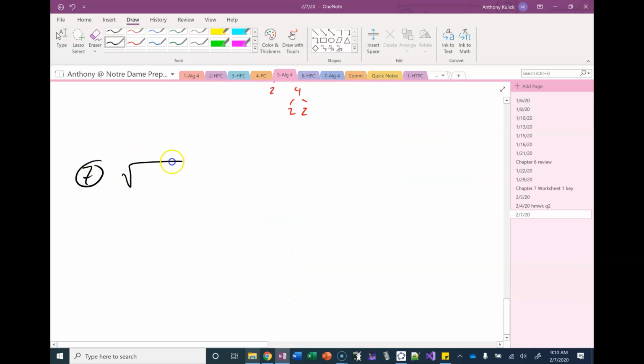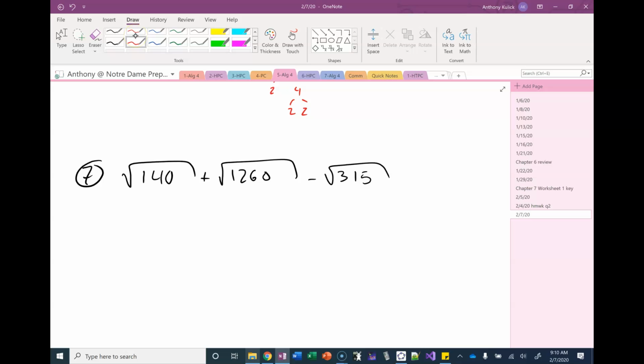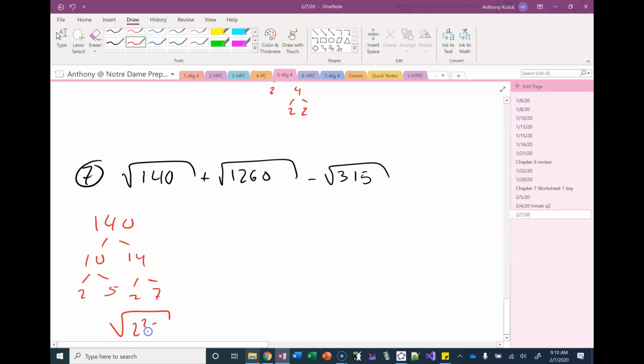So here we have square root 140 plus square root 1260 minus square root 315. So again, going to start with the prime factorizations. 140 is maybe 10 and 14. That's 2 and 5, and then 2 and 7. So I have 2 squared times 5 times 7.